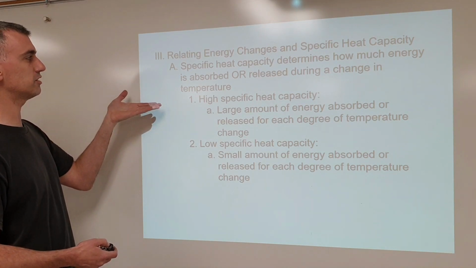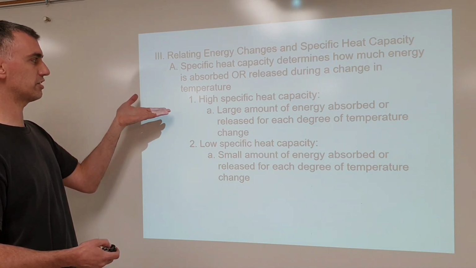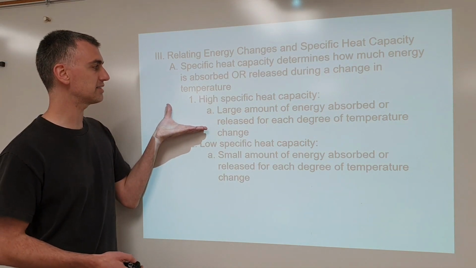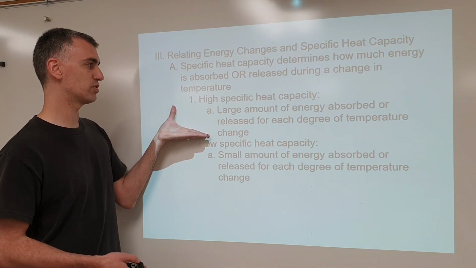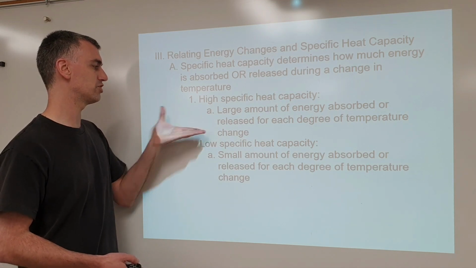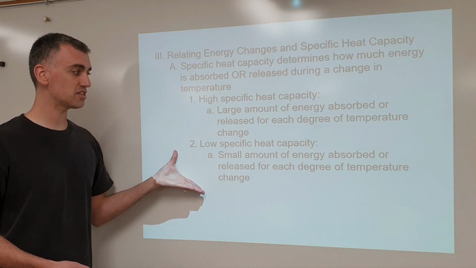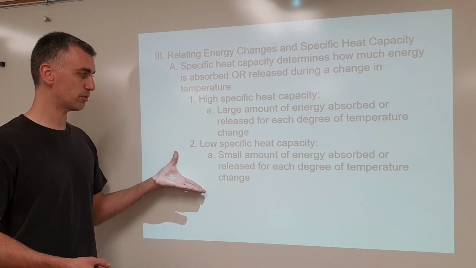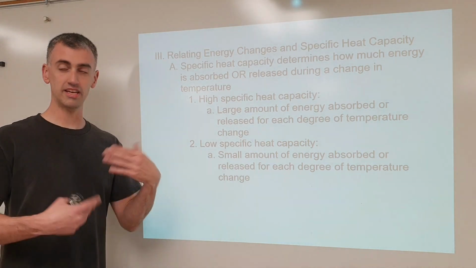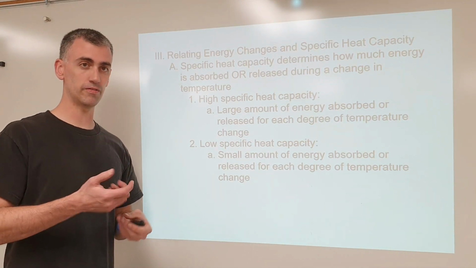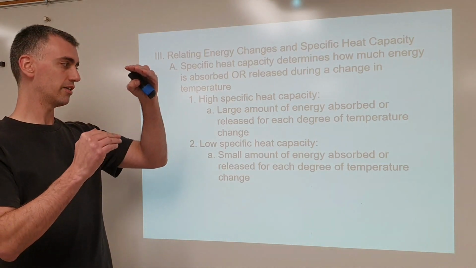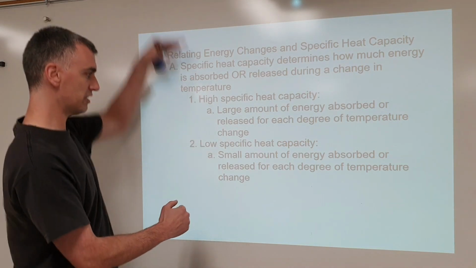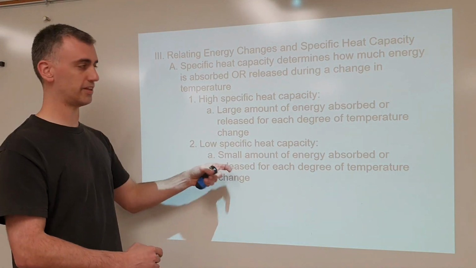Okay, specific heat capacity determines how much energy is absorbed or released during a change in temperature. So we're going to say high specific heat capacity, large amount of energy absorbed or released for each degree of temperature change. Low specific heat capacity, a small amount of energy is absorbed or released for each degree of temperature change. Which is why, like I said, if a frying pan on the stove is absorbing a set amount of energy, that amount of energy for the low specific heat capacity metal is enough to raise it a whole bunch of degrees because each degree only needs a little bit of energy.